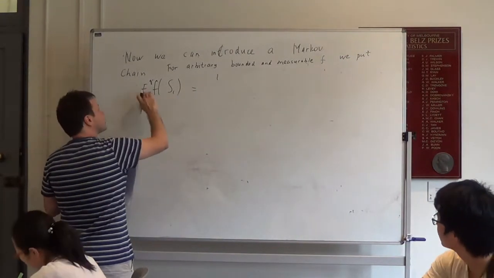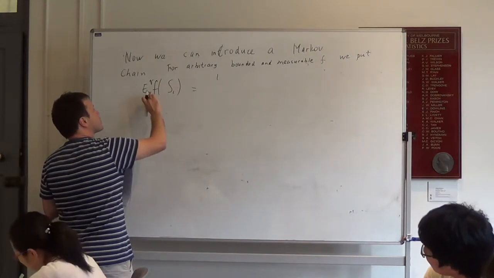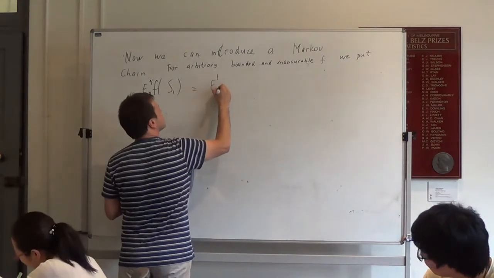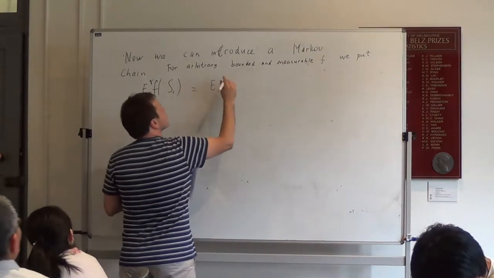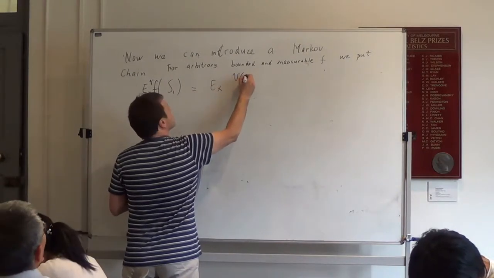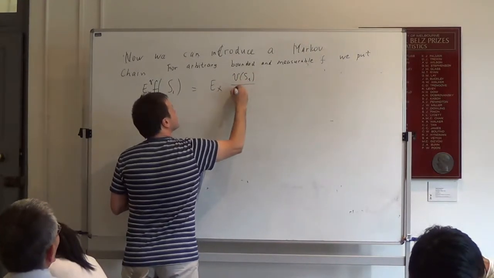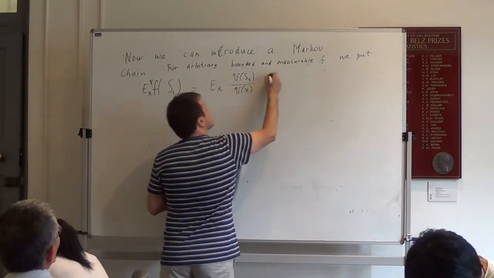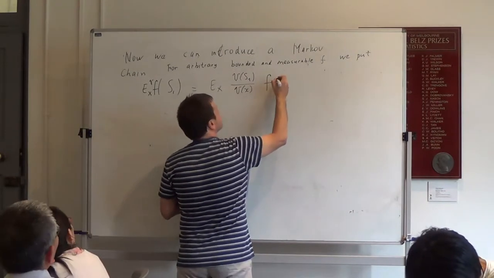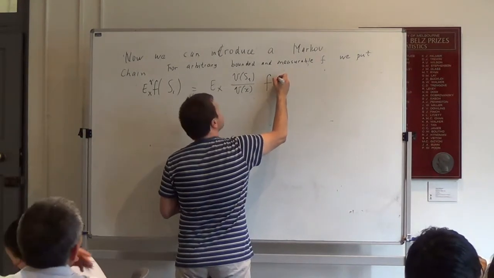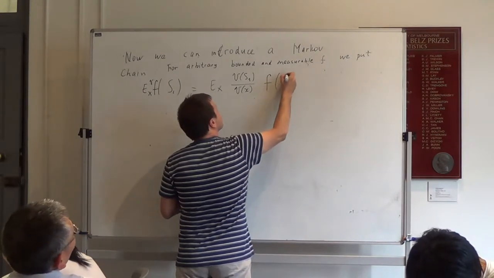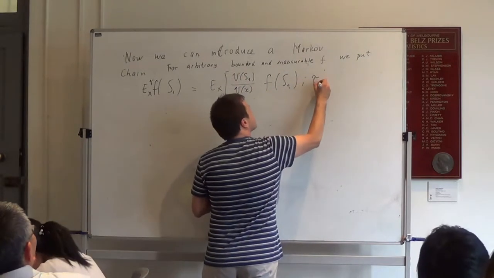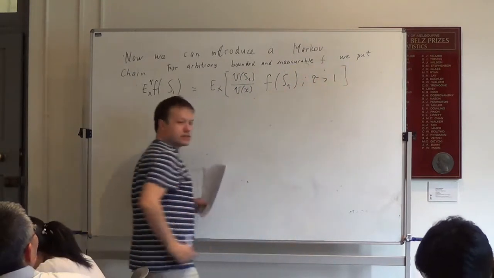We define transition probability by the following rules. So, the expectation: you start at x and you arrive at position S1. That is equal to the expectation, starting at x, of V(S1) over V(x), times F of S1, on the event tau greater than 1.